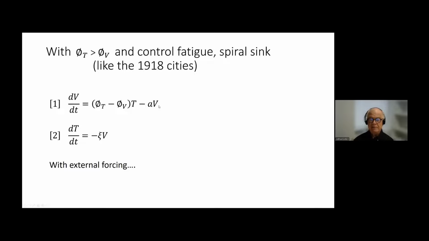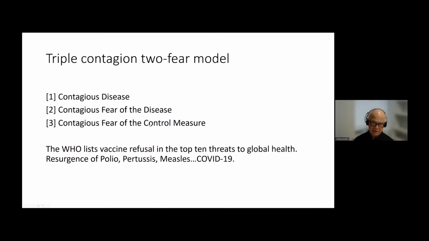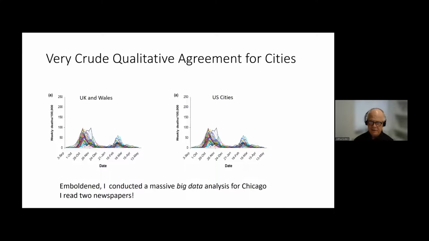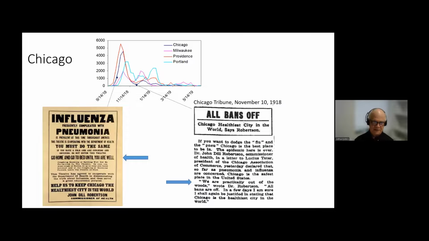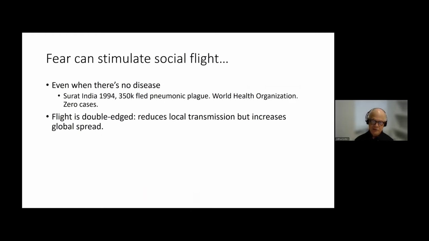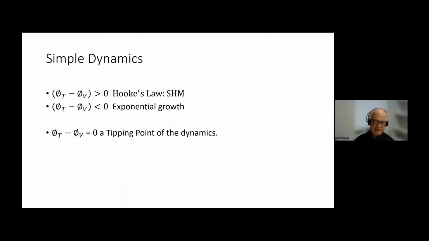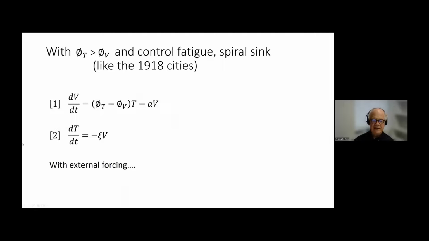Now, if you add fatigue of the control, that is, this is the previous equation, minus AV, so there's some fatigue, people without the disease are going to give up the vaccine, then you get a spiral sink, just like you get in the US cities, for example, in both of these cities. It's just a couple of data points, but you're seeing something that goes away, as in all these cities. But it goes away as damped oscillations. It doesn't just go away. So, again, a very crude qualitative result, but if we add some fatigue, then we can get damped oscillations.